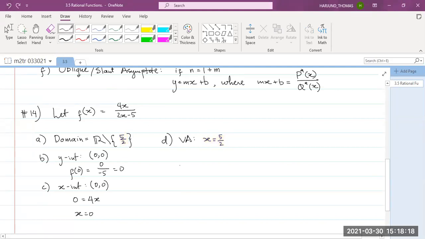And then part E, do we have a horizontal asymptote? The degree on the top is 1, the degree at the bottom is also 1. So the horizontal asymptote is given by y equals the leading coefficient on the top over the leading coefficient at the bottom. So y equals 2. That's the horizontal asymptote. Now, once we have a horizontal asymptote, then we don't have an oblique asymptote.